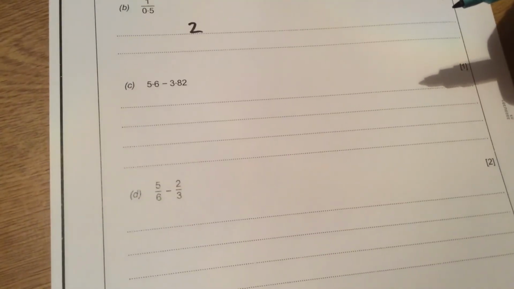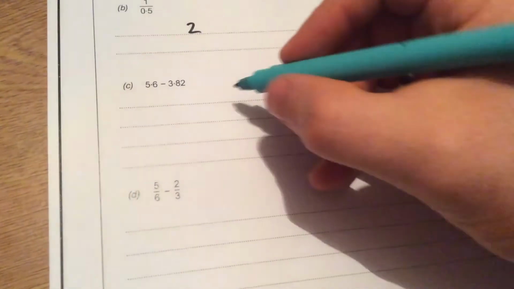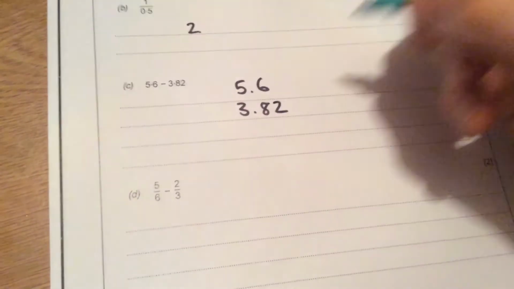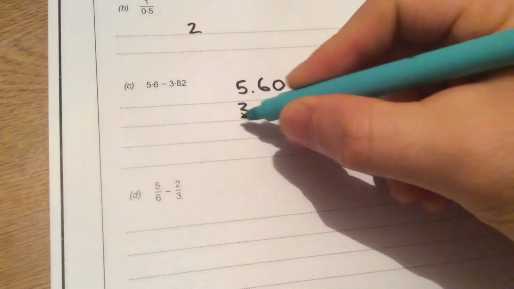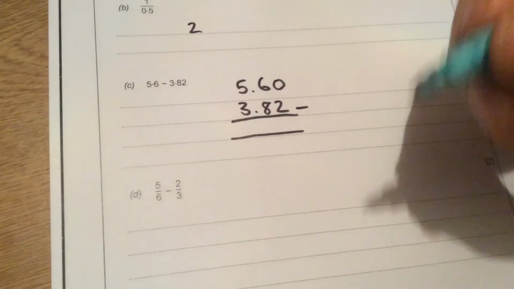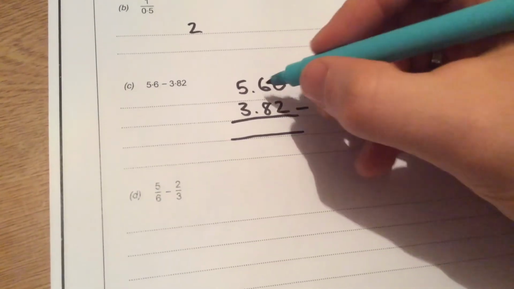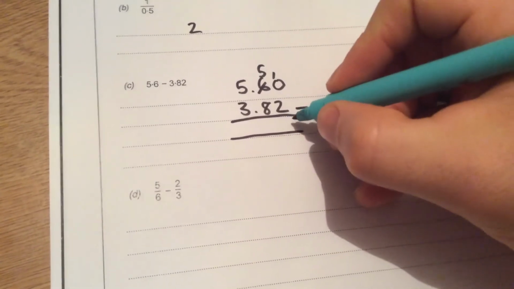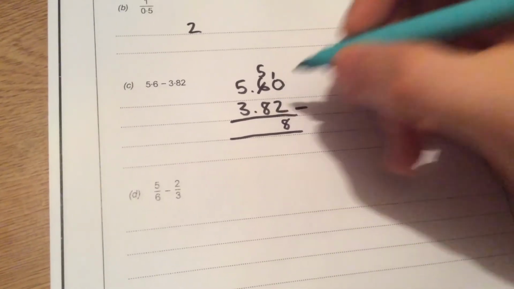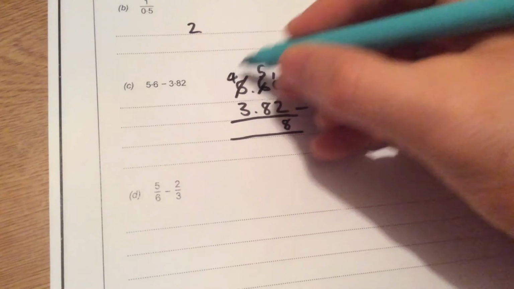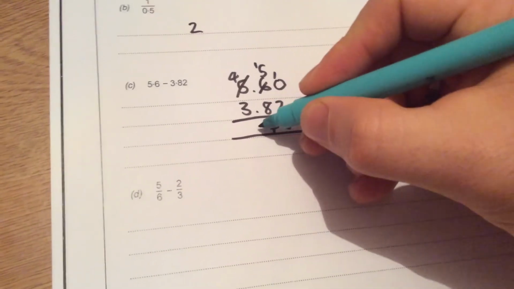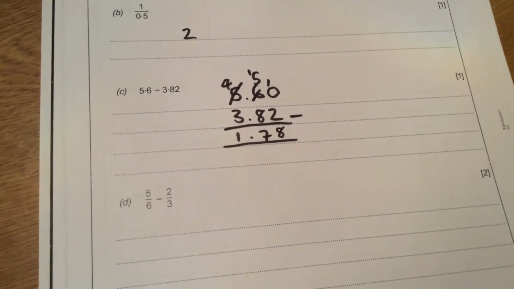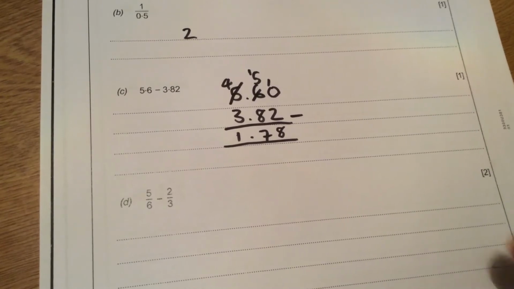Underneath, I got 5.6 take away 3.82. Again, very easy. Really important you line your decimal points up. 5.6, 3.82. 0 goes above the 2. And I'm taking away. They'll always give you a question where you need to borrow. Okay, so I can't do 0 take away 2. So I'm going to borrow from the 6, turn that into a 5. The 0 goes into a 10. 10 take away 2 is 8. 5 take away 8, I can't do it. I'm going to need to borrow again. 15 take away 8 is 7. Decimal point moves straight down. 4 take away 3 is 1. 1.78. Okay, we're currently 4 marks in. Okay, that's about 5%. We're working our way through.